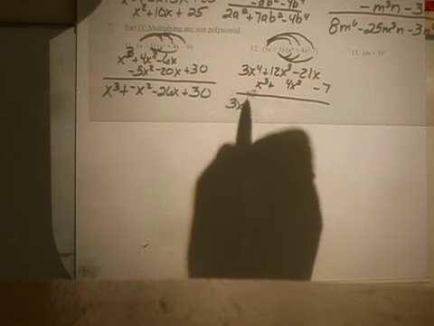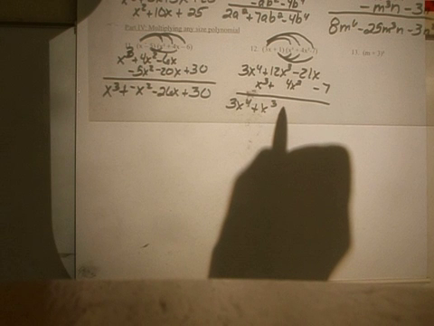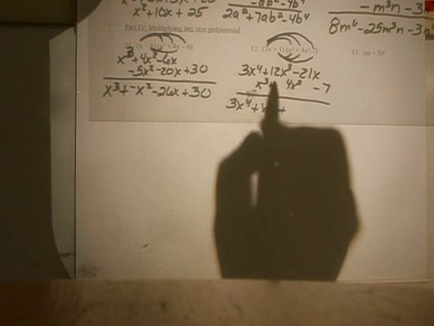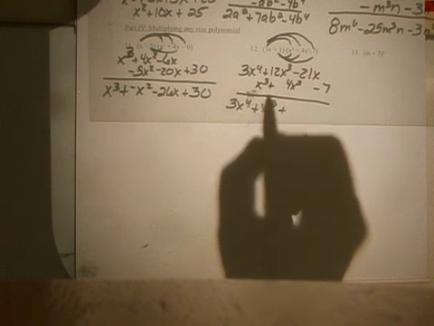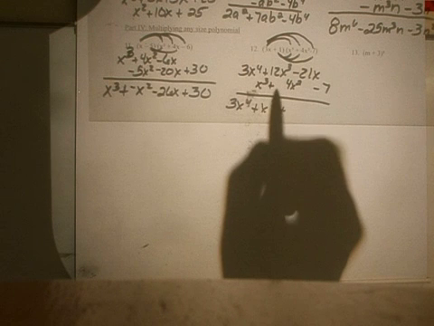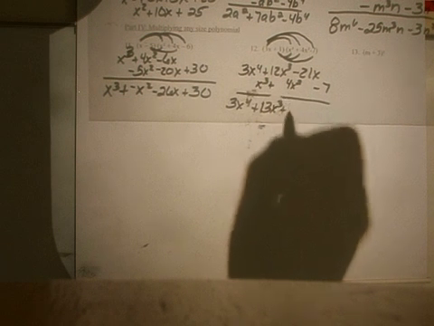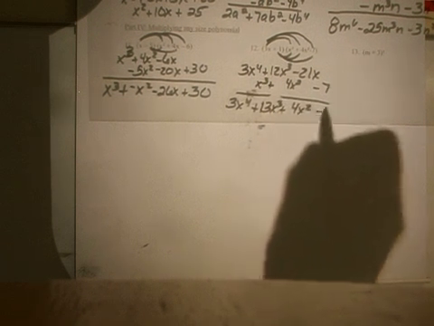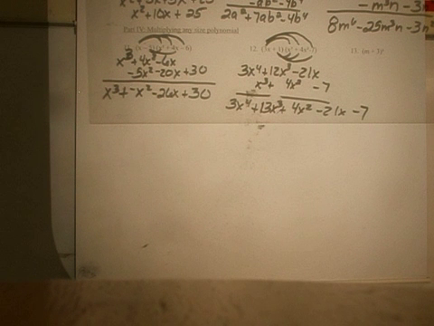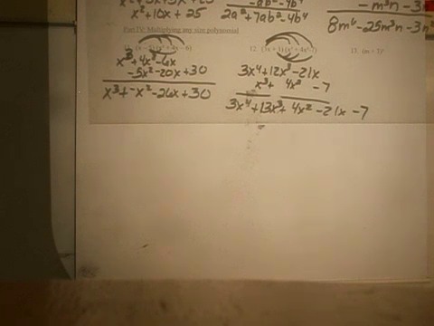Final answer then, 3x to the 4th plus 12x to the 3rd. Sorry, adding our x to the 3rd, 12x to the 3rd plus x to the 3rd is 13x to the 3rd. Then we have a 4x squared, a minus 21x, and a minus 7. So 3x to the 4th plus 13x to the 3rd plus 4x squared minus 21x minus 7.